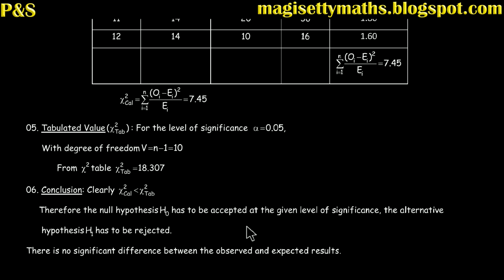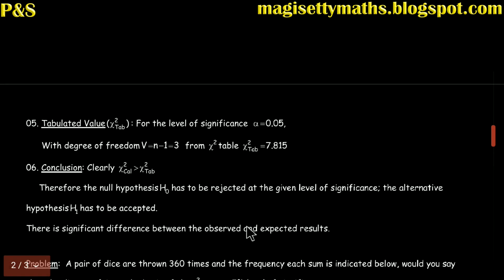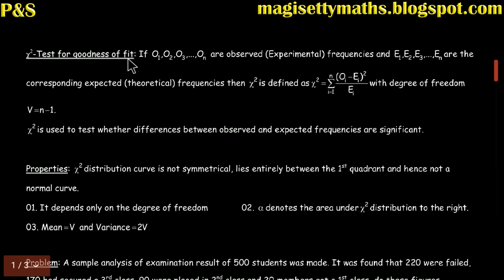So these are the problems related to the chi-square test for goodness of fit. We will continue in the next video.